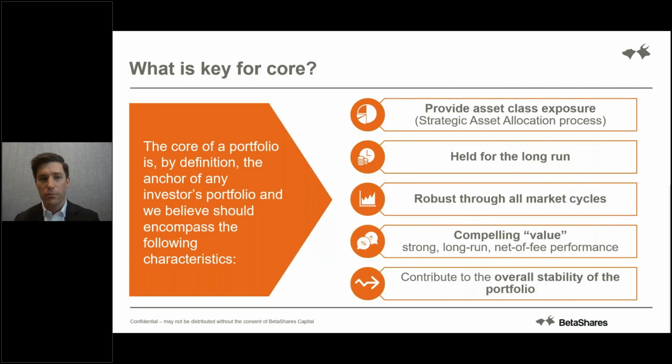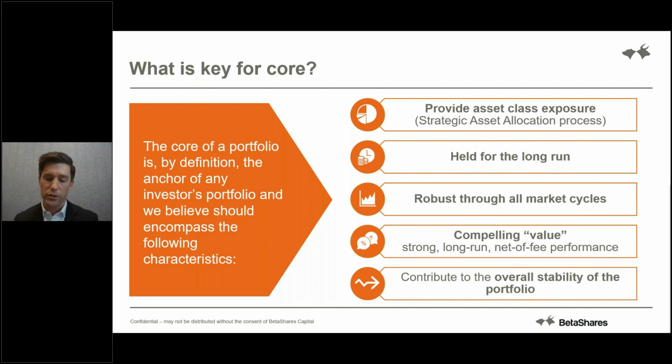So what do we mean by core, and what do we need from our core? Well, most of us approach investments from the framework of strategic asset allocation. So the first requirement is that our core holdings must deliver on the asset class exposures as defined by our target allocations. But beyond that, our starting assumption should be that we hope to hold core exposures over the long run, 5, 10, even 20 years. So we need low transaction costs, low turnover, and holdings that are going to be robust throughout the cycle. Clearly, we want strong long-term net of fee performance.